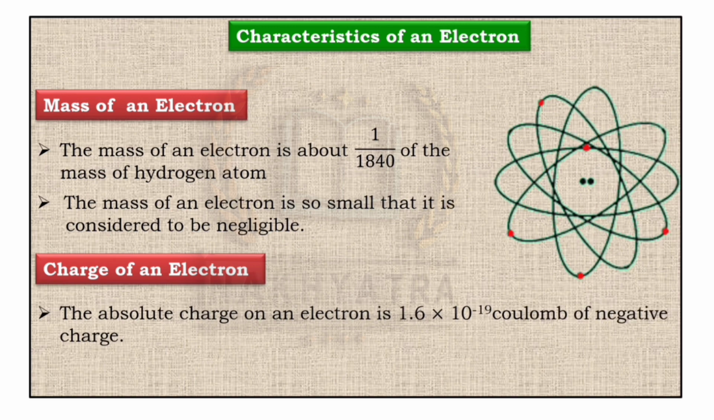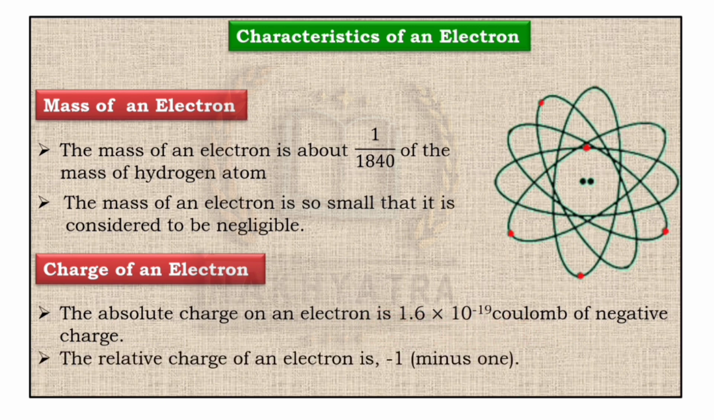Now let us see the charge of an electron. The absolute charge on an electron is 1.6 × 10^-19 coulomb of negative charge. Just try to remember this value. Now the relative charge of an electron is minus 1.